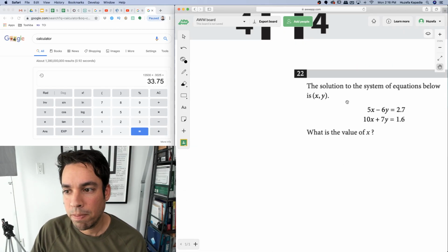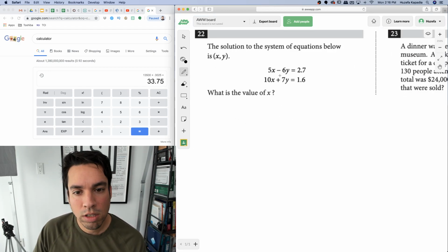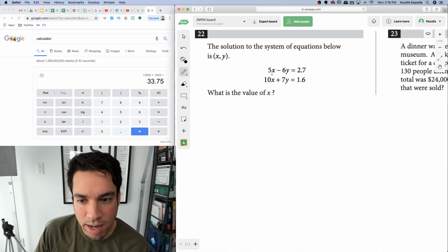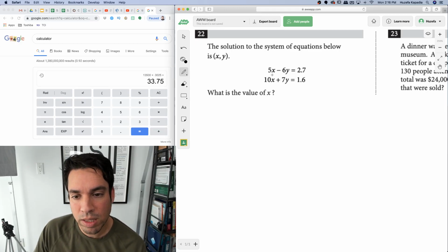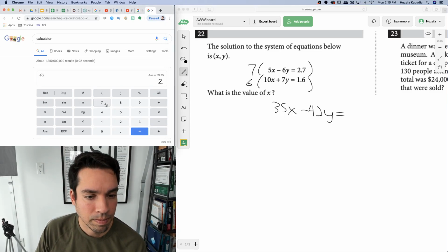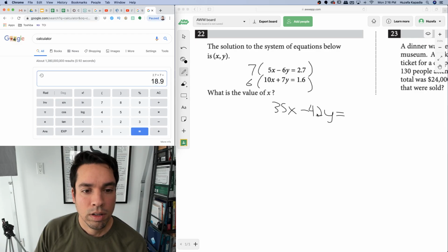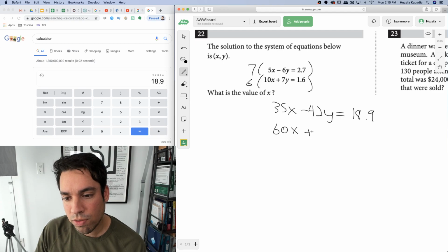All right. Now we're on to the free response. We've got to be a little more careful here because there's no multiple choice. The solution to the system of equations is (x, y). What is the value of x? I would love to eliminate the y's, not the x's, and make life a little bit easier. So I'm going to multiply the top one by 7, the bottom one by 6. So we get 35x minus 42y equals 18.9. Then the bottom I get 60x plus 42y equals, I can do mentally, 9.6.